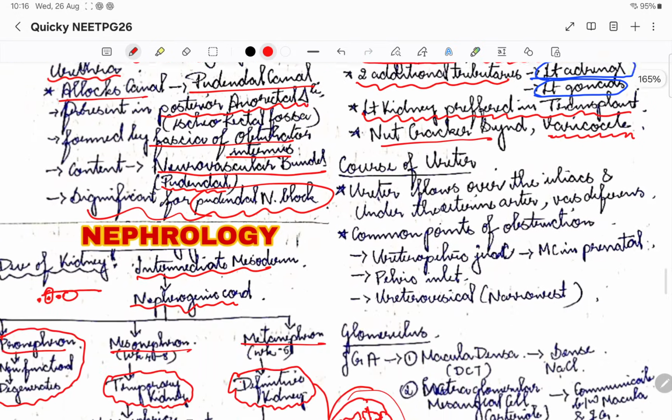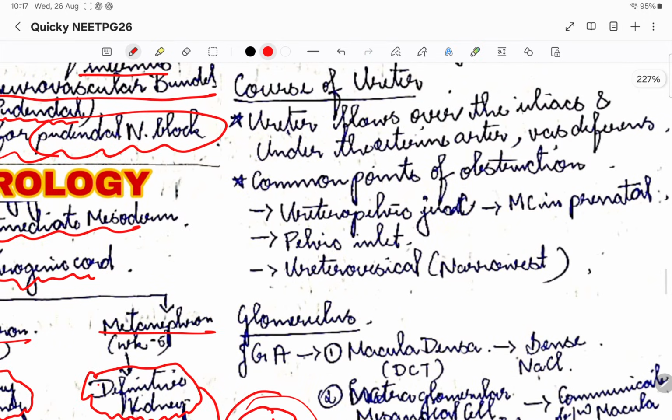Then the course of the ureter is very important with respect to the anatomy. The ureter flows over the iliacus, then under the uterine artery, and also over the vas deferens. Please remember this. These are the certain structures that come in contact with the ureter: iliacus, the uterine artery, and the vas deferens.